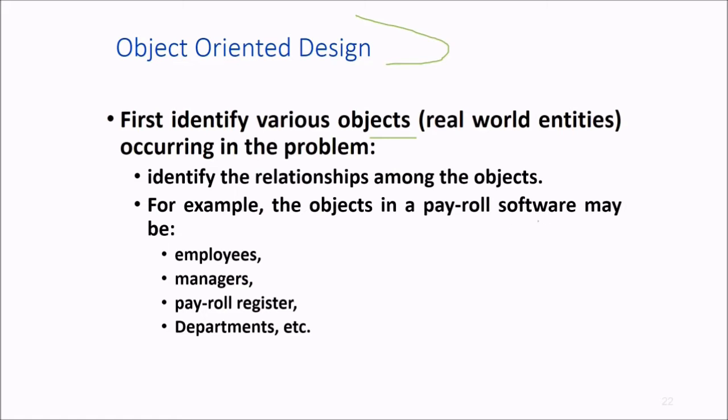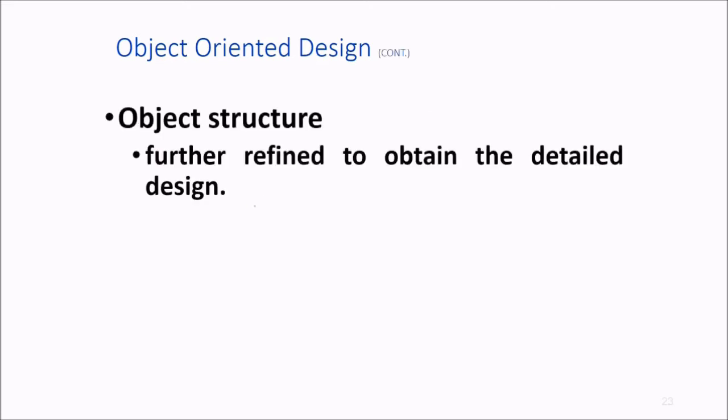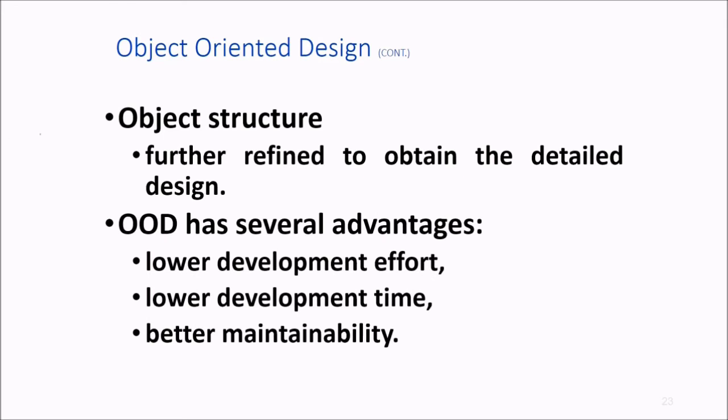Just for example, a payroll software may have objects such as employees, managers, payroll register or departments, and there are various others. So the object structure is again further refined to obtain the detailed design. This object-oriented design has various advantages. It has lower development effort, lower development time, and it is easy to maintain, so better maintainability.